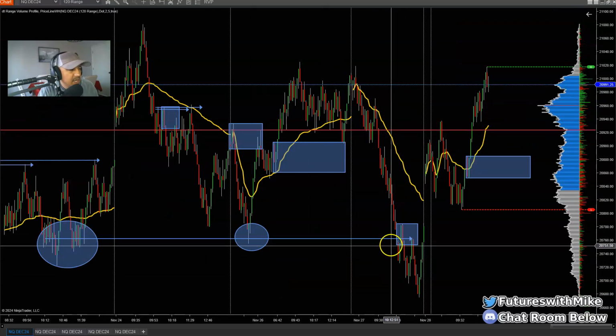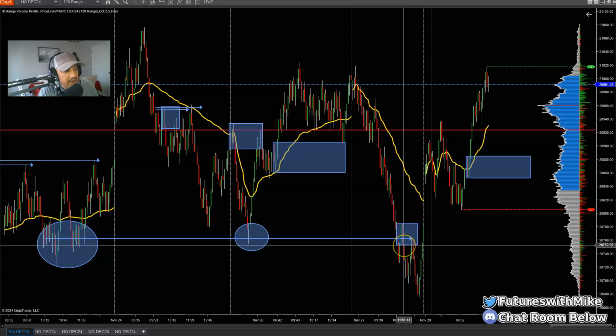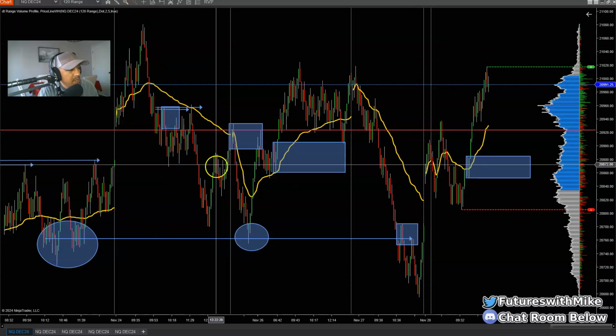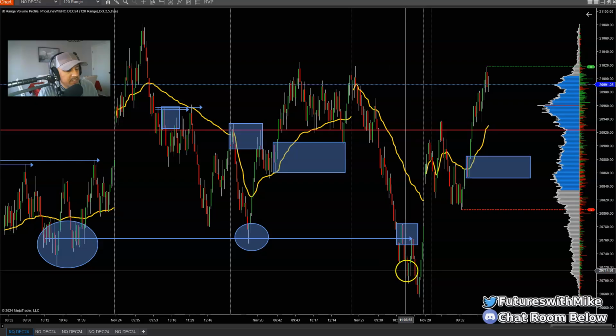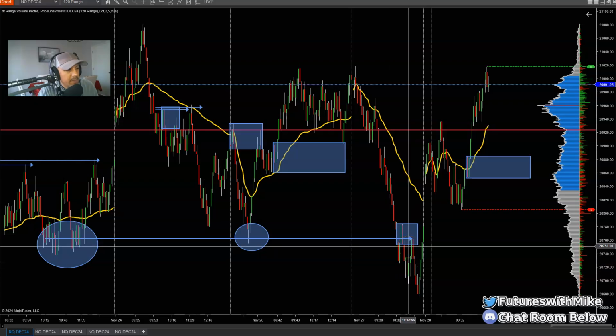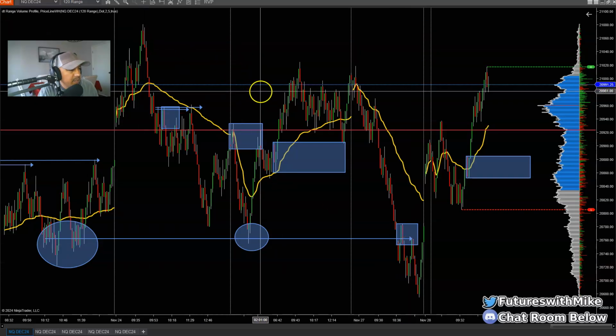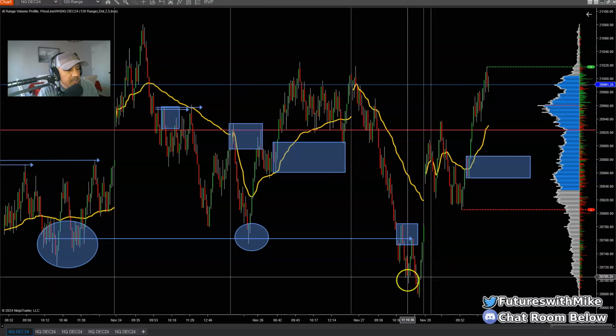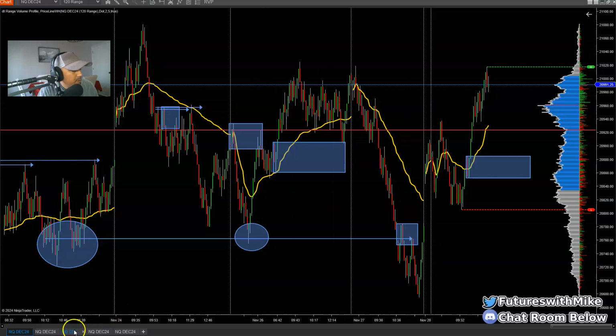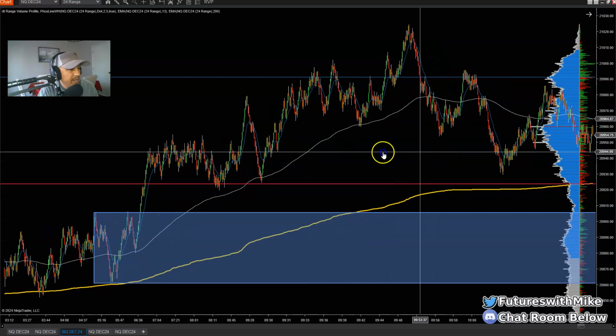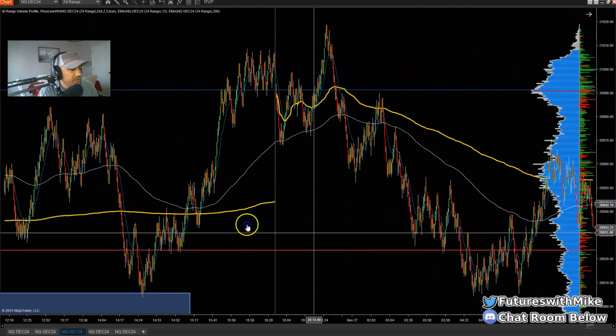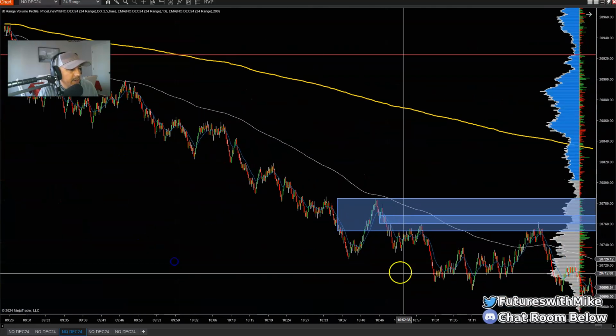As another example, right here the market broke more structure to the downside. We have a pullback. This is the key area of supply right here. Again, we're following the movement and the structure of the market to the downside when trading the Nasdaq futures. It pulls back right here. We'll move down to the next area of supply that I want to show you. That's where we are right here.